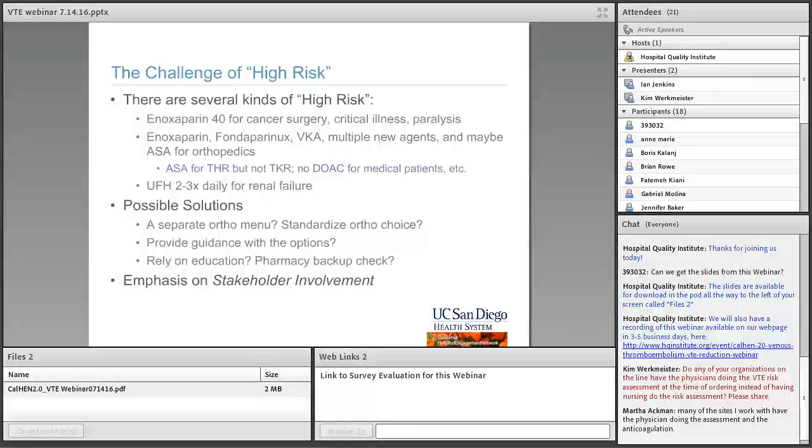Whatever you do, make sure you've involved all the stakeholders with your order set design. You don't want to anger anyone who comes into work one day, finds out that these new rules are forcing them to do something that they don't feel is appropriate, or that they weren't consulted, because physicians find that rather annoying. In fact, we all do.